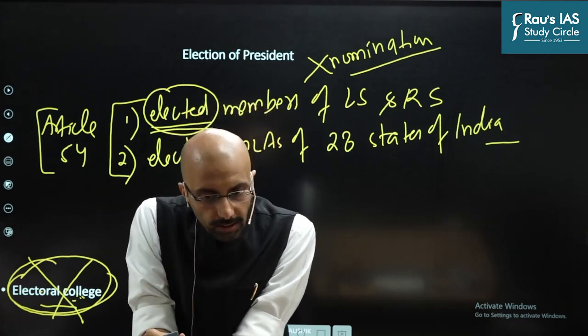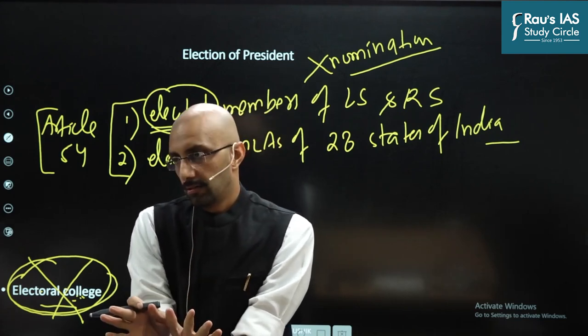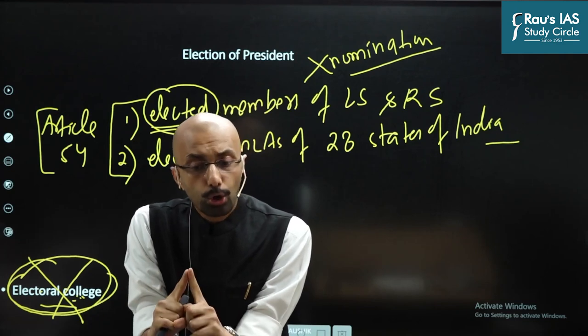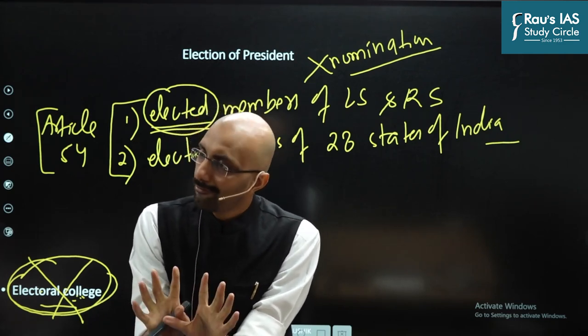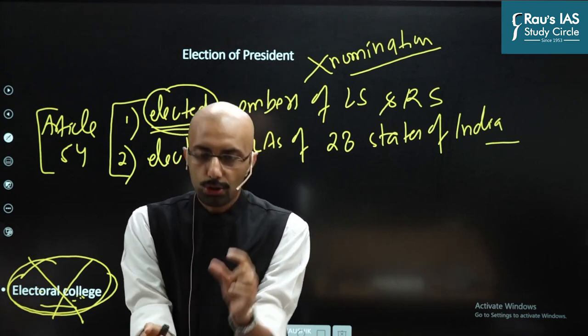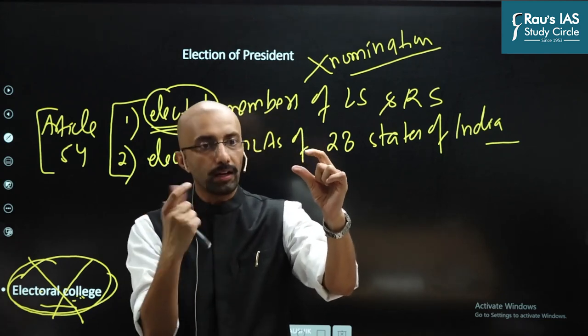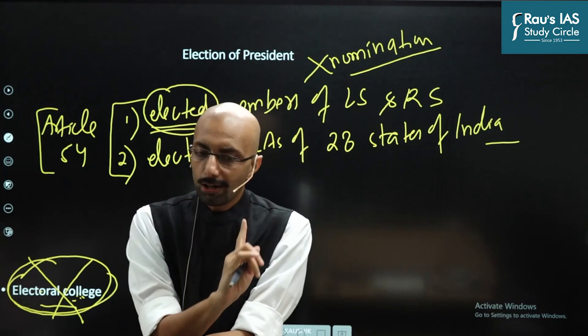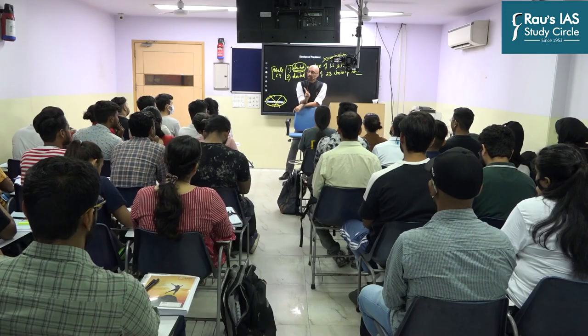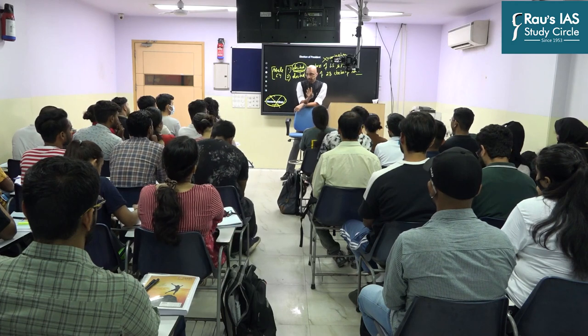Now, union territories are directly administered by the President of India, which means the central government. So UTs are not a part of India's federal system. So when I say India is a federation, that means the Union and the states of India and not the UTs. So UTs are not considered part of the federation. They are directly administered by the President of India.